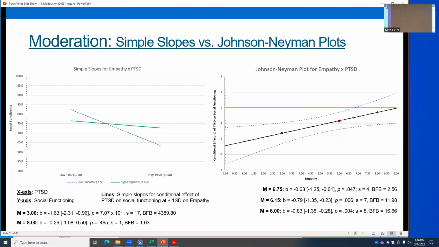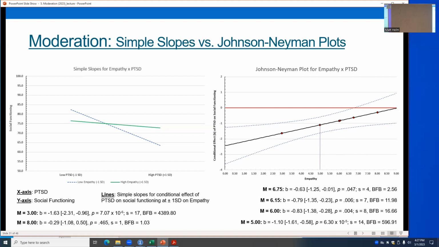But then maybe I say, well, what about at average levels? At average levels, what's my conditional effect of PTSD on social functioning? Here, we've got an average level right here. So what we can do is describe that association, that unique effect of my conditional effect, across the whole range of the moderator, as opposed to just 2 random points that we select, which makes this super, super cool, okay?